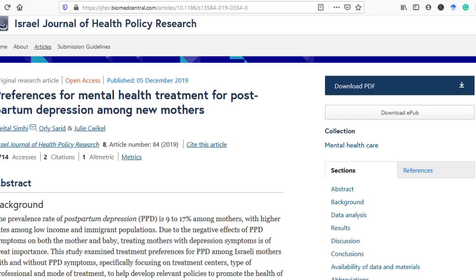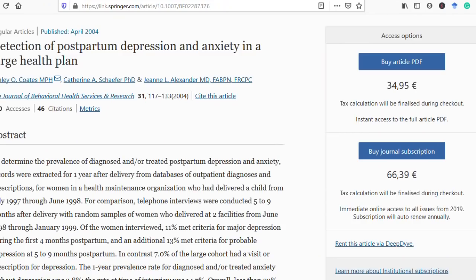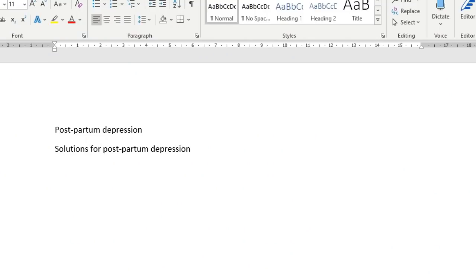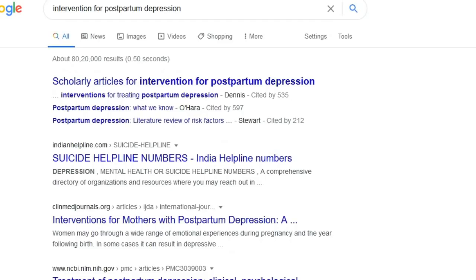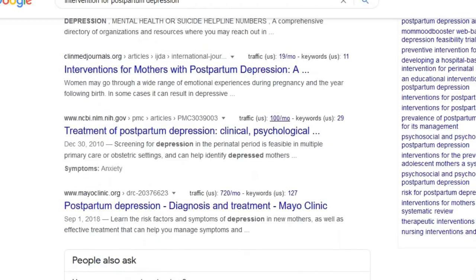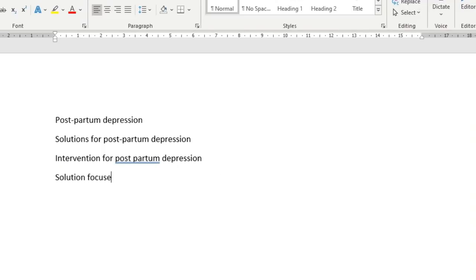From the literature, I understood that there are solutions for depression. More are medical solutions. Why are there no psychotherapeutic solutions? I thought I would search for the interventions for postpartum depression. There are some therapeutic interventions available. But almost all the interventions are problem-focused. Why can't there be a solution-focused intervention? I have read a lot about solution-focused brief therapy. Why can't I check if there are any SFBT interventions for postpartum depression?